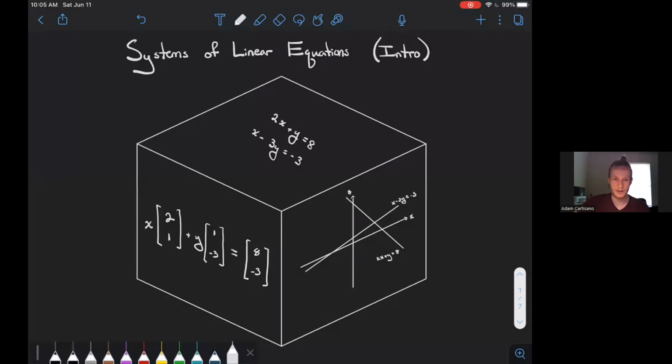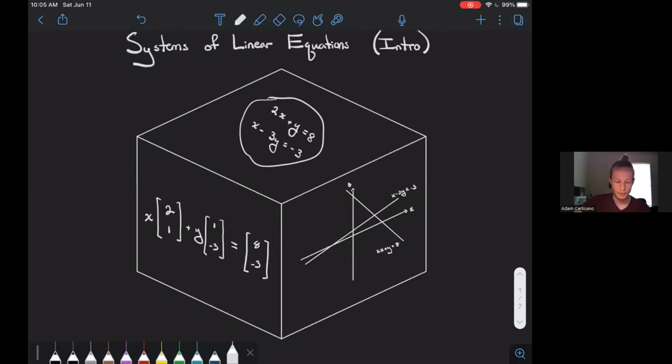I've drawn this awesome diagram. Well, I think it's awesome. It represents that there are three major interpretations or ways of looking at a system of equations. The most common one is this, where we just have a list of equations, and that's the one we're going to talk the most about today.